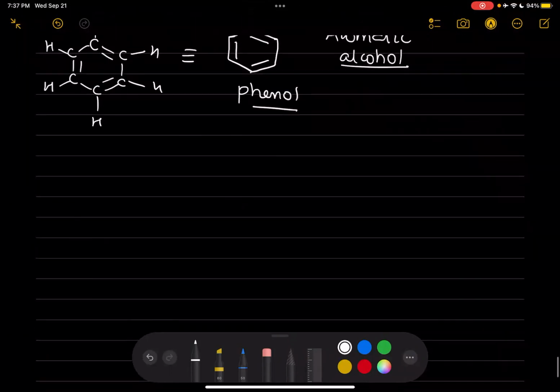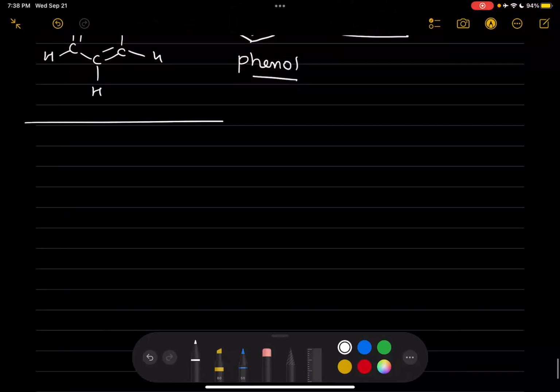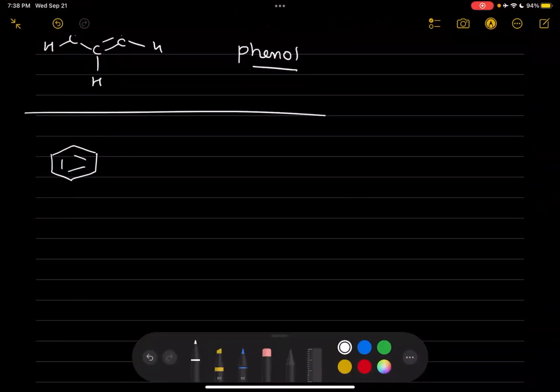So there are many methods of preparation of phenol. How can we prepare it from benzene? Any idea? Abdullah, Anushka, Riyan? Any idea how to prepare phenol from benzene? Tell me quickly.